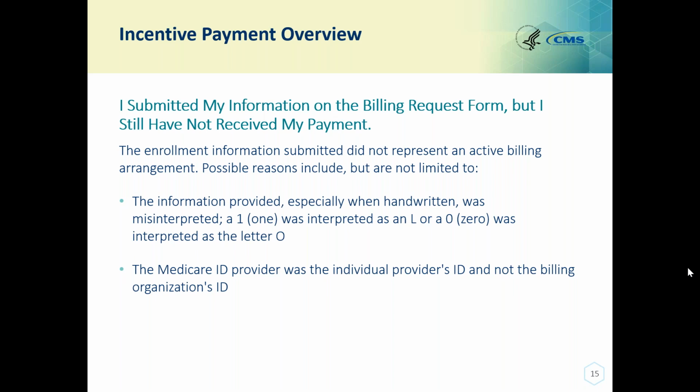Another occurrence of that happening is when, as we mentioned earlier, we need the billing Medicare organization ID, and a lot of times we're finding people are providing an individual and not the billing organization's ID.